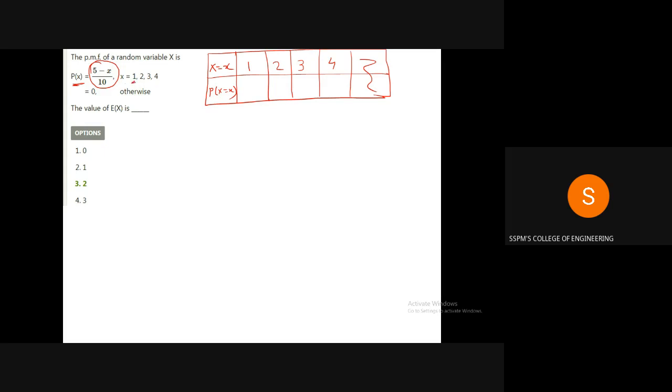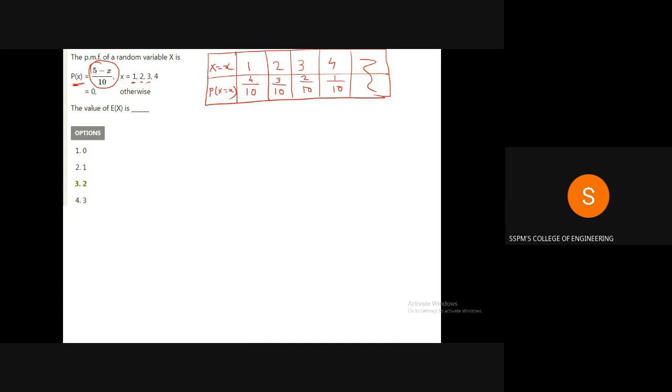So first we will put 1 here. 5 minus 1 is 4, 4 divided by 10. So first probability is 4 by 10. Now we will put 2. 5 minus 2 is 3, so the second probability is 3 by 10. Now for 3, it is 2 by 10. And for 4, it is 5 minus 4, which is 1, that is 1 divided by 10.